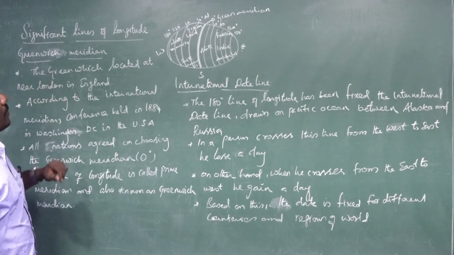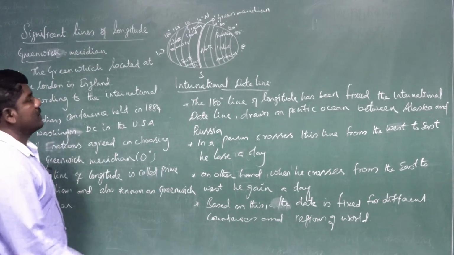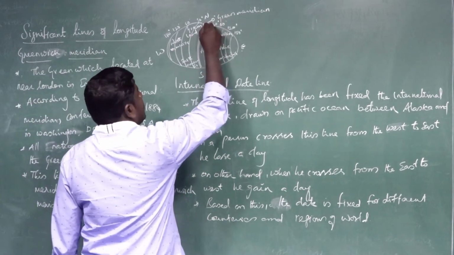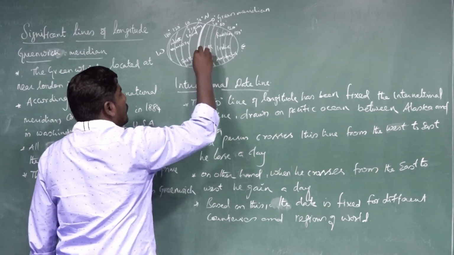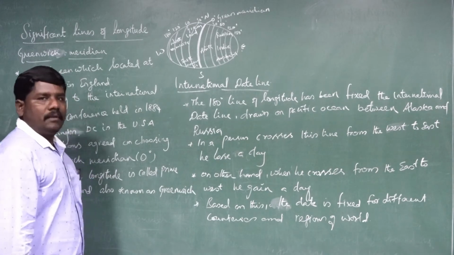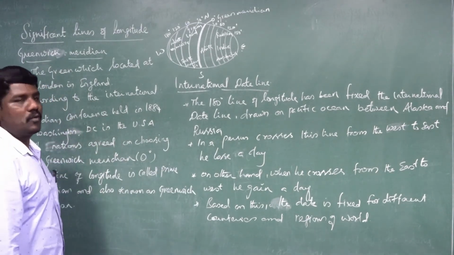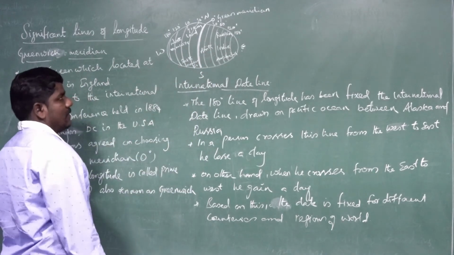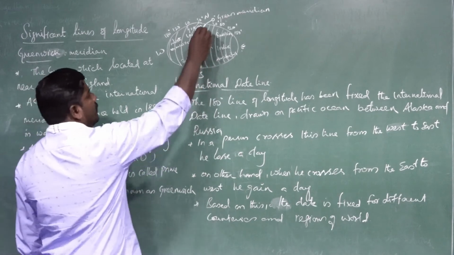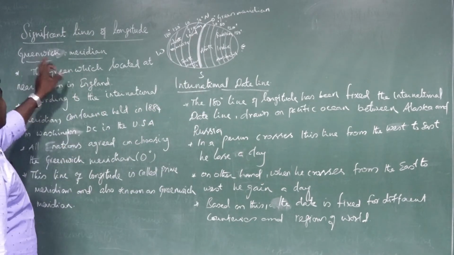The very important significant line of longitude is the Greenwich meridian. In the Greenwich meridian, lines are mostly drawn vertically. The earth is divided into two semicircles. So this one is a semicircle and this one is a semicircle. Two semicircles are drawn vertically in this Greenwich meridian.